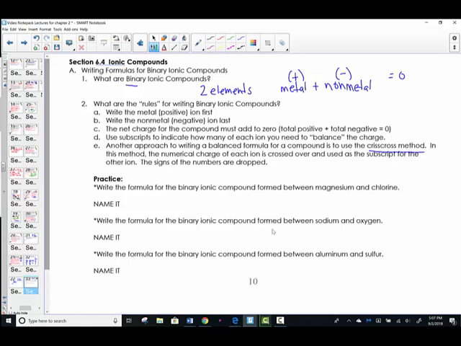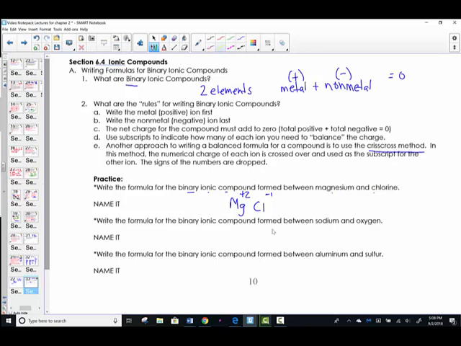Let's try that. So let's write the formula for the binary ionic compound formed between magnesium and chlorine. Go to your periodic table. You'll find the elemental symbol of magnesium. And in your periodic table, we wrote that it's a plus 2. And I'm just going to write the charge way up high. It's a tool I need to figure out the formula. It's not part of the formula, so I'm going to write it up high. And then the element chlorine is the symbol Cl. And we wrote in its box that it's a minus 1 charge.